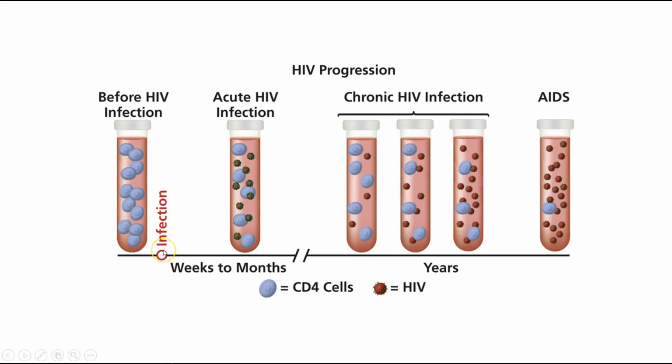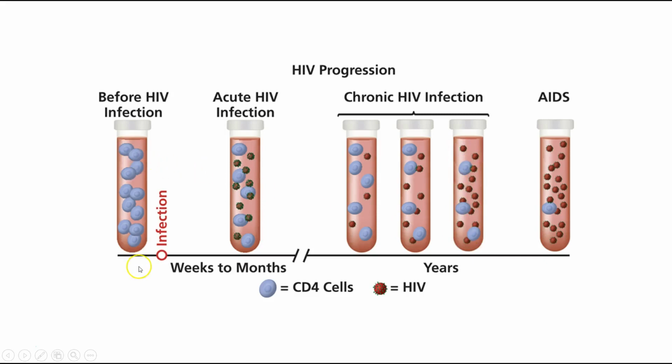So at a certain point, somebody is infected with the virus. For weeks to months, they may have an acute HIV infection, and it's probably going to feel like they have the flu. And that person may not register that there was an HIV infection. There's going to be an extended latent period. And during that latent period, HIV is living in those T lymphocytes, and very gradually and very slowly, it's going to replicate. And as it does so, it's going to kill off those T lymphocytes.